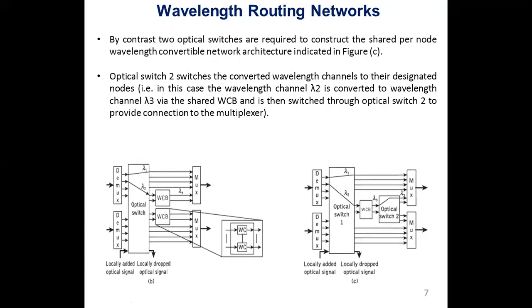If you compare this to the next diagram, two optical switches are required to construct a share per node wavelength convertible network, which is shown in diagram C. And here optical switch 2 switches the converted wavelength channels to their nodes. Therefore, the wavelength channel lambda 2 will be converted to wavelength channel lambda 3 using a shared wavelength converter bank, which is then switched through optical switch 2 to provide connection to the multiplexer. So these are the three kinds of wavelength converters which we can use.